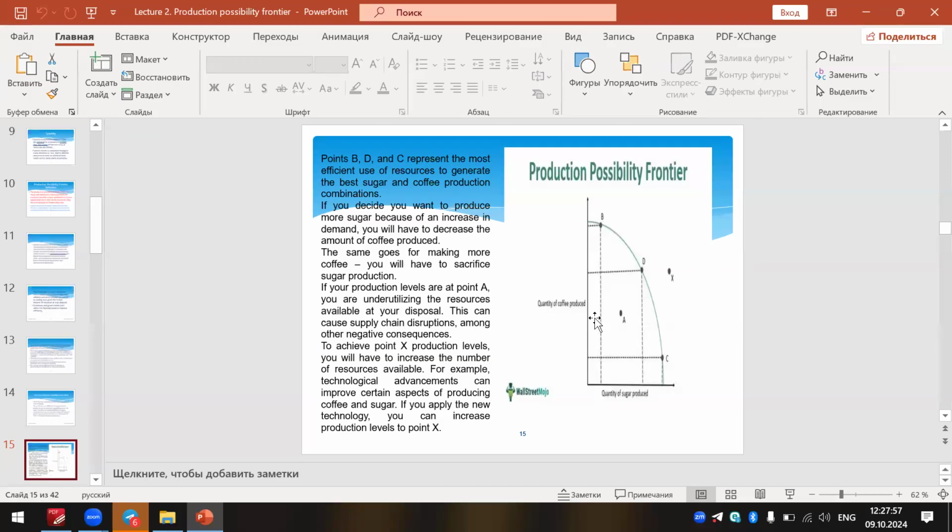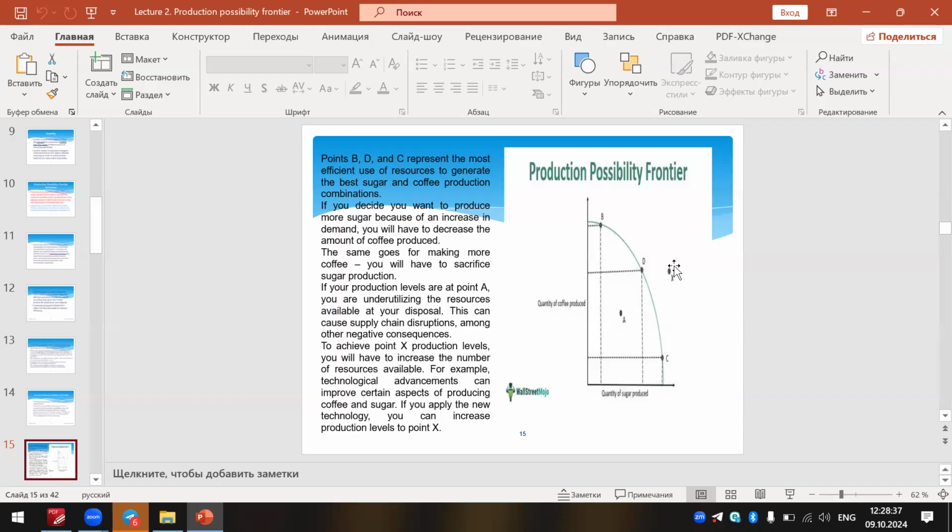If the production level is at point A, utilizing the resources available at your disposal, then it can cause supply chain disruptions among other negative consequences. So supply chain disruptions это по поставкам, да? То есть может принести определенное нарушение по поставкам, что принесет какие-то негативные стечения обстоятельств. To achieve point X, that one, the production level, you will have to increase the number of resources available. So we need to use more production resources.